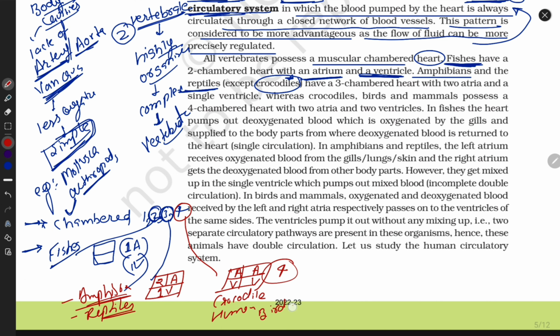This is the second property. The first property is that they are muscular. They have muscular chambers, and we gave some examples of chambers.